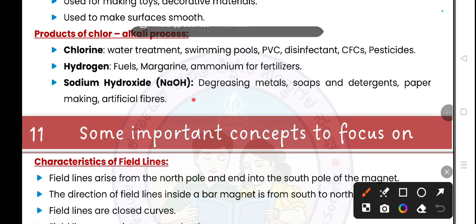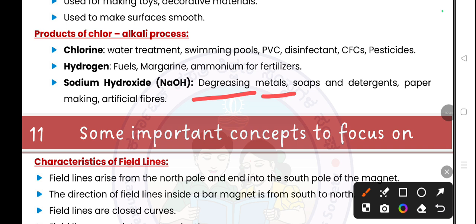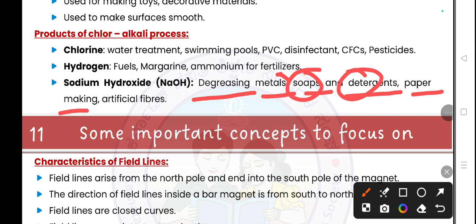It is used for degreasing metals, and in soaps and detergents. In the preparation of soaps and detergents it's used. Degreasing of metals, sodium hydroxide is used. In paper industry, making artificial fibers, sodium hydroxide is used.